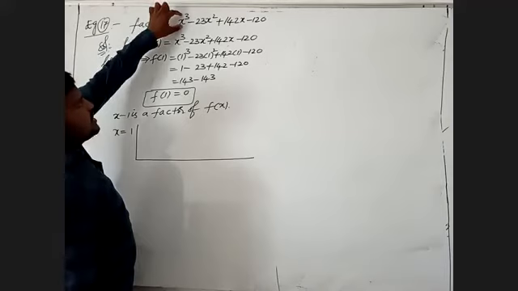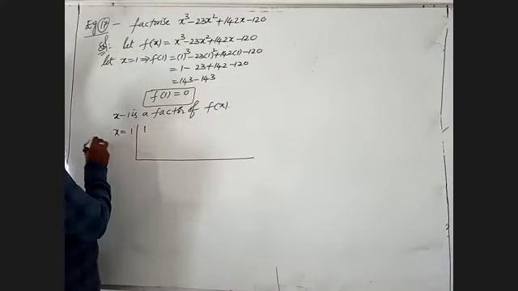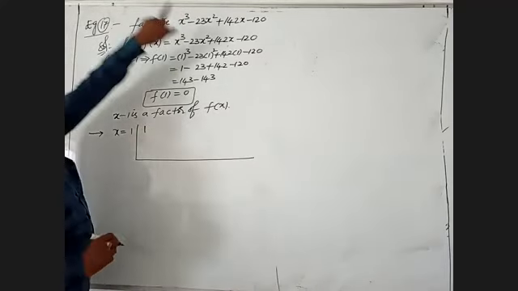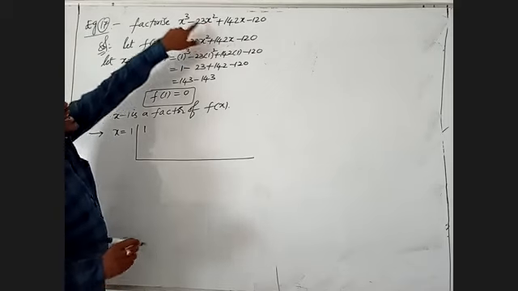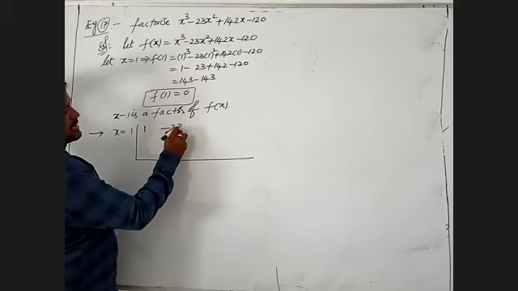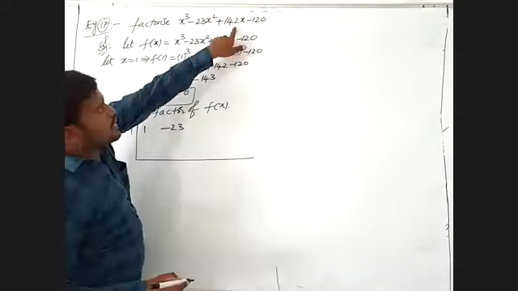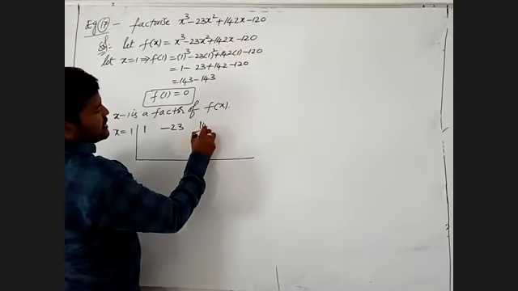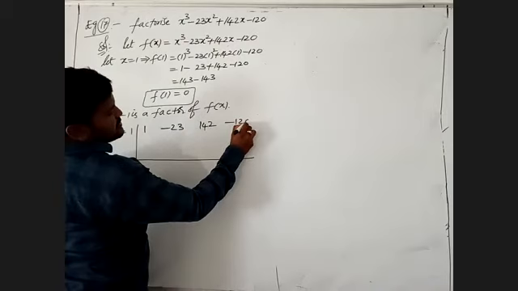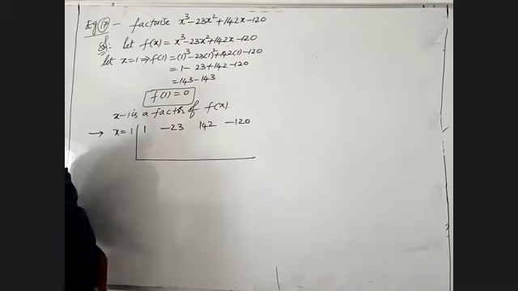The coefficient of x cube is 1. After that, the coefficient of x square is minus 23. Then we take the coefficient of x, which is 142. The remaining is minus 120. We'll observe this one.